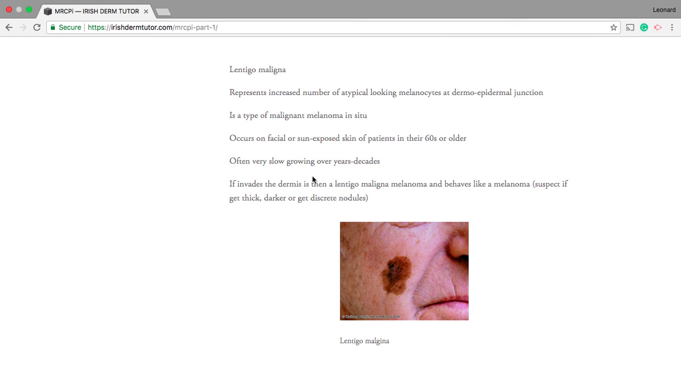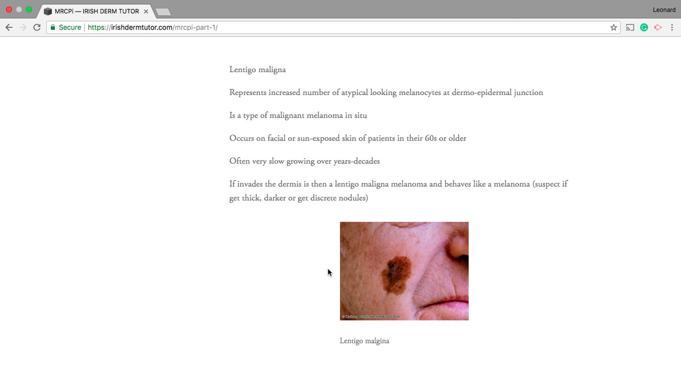Now let's talk about lentigo maligna, which is a subtype of melanoma in situ that is often seen on the face. So patients often get a dark brown patch on the face as here. And it's a type of malignant melanoma in situ, which means it hasn't invaded down into the dermis. It often occurs on facial or sun-exposed skin of patients in their 60s or older. And it can often be very slow growing, so it can spread outwards over years and decades.